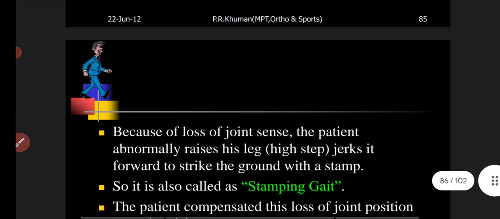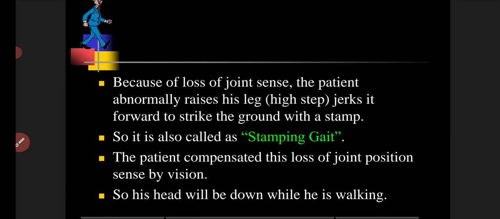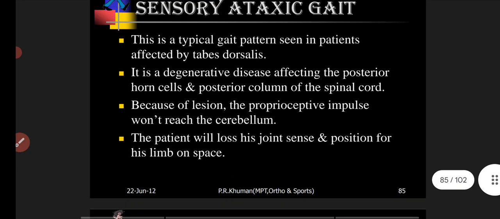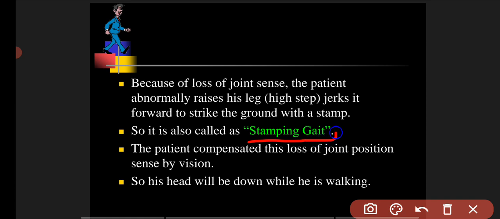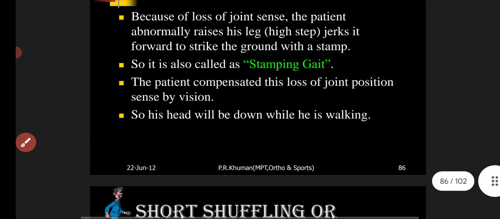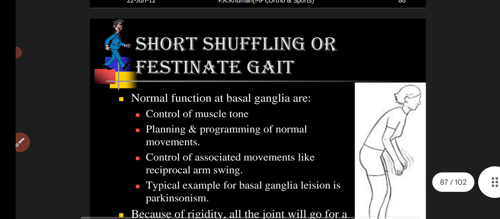Because of loss of joint sense, the patient abnormally raises his leg, a high step. He or she doesn't have any joint sense of how much to lift, so the patient abnormally raises the leg high. Okay. The leg is jerked forward to strike the ground with a stamp. So this is also known as the stamping gait. The patient compensates for this loss of joint position sense with vision, so his head will be down while walking.